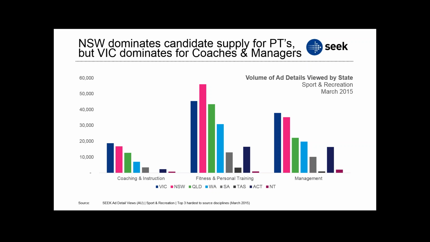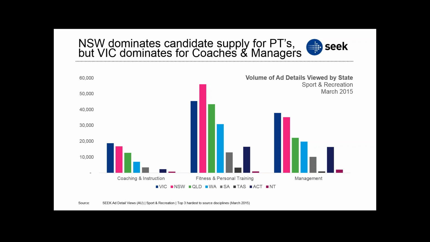So what you can see is if you're looking for a PT, sure, New South Wales holds the lion's share of candidates. But if you're looking at coaching and instruction or management, Victoria holds the lion's share of candidates. So it's really interesting to see where the mix of candidates are. Depending on where you're located and where you're trying to get the talent from, you may have a strategy around talent sourcing for your localized area and then something slightly different for interstate poaching.